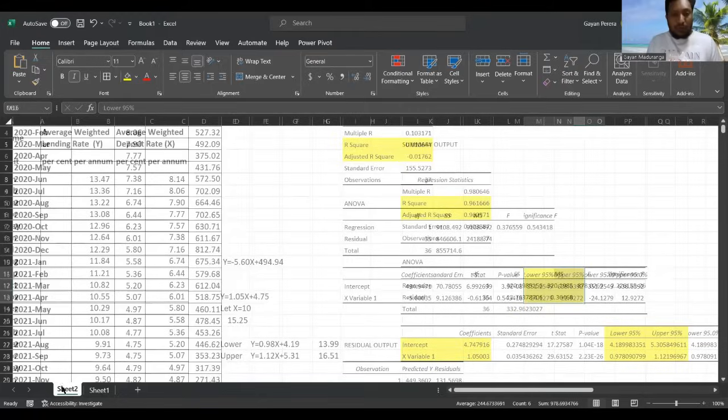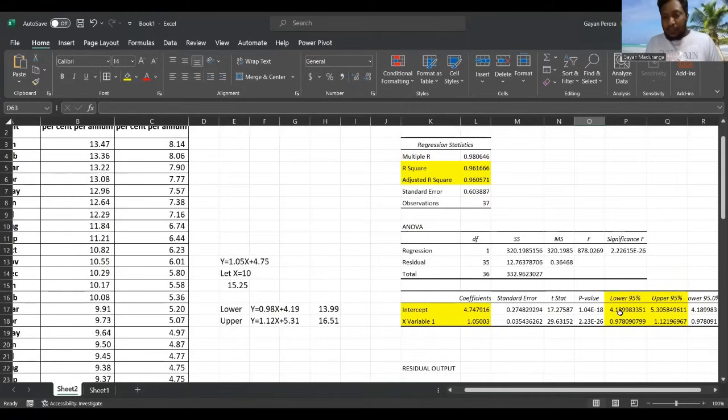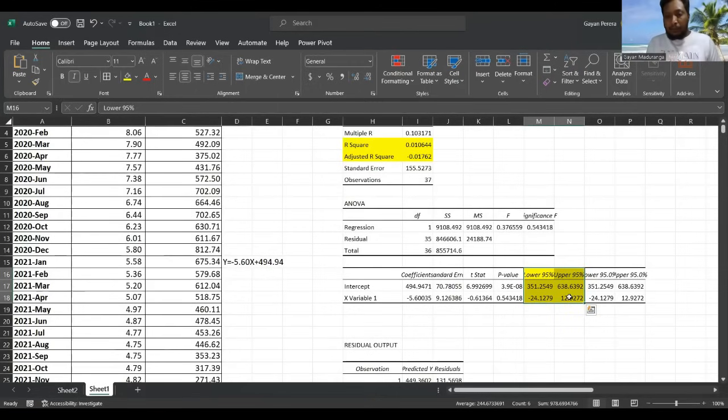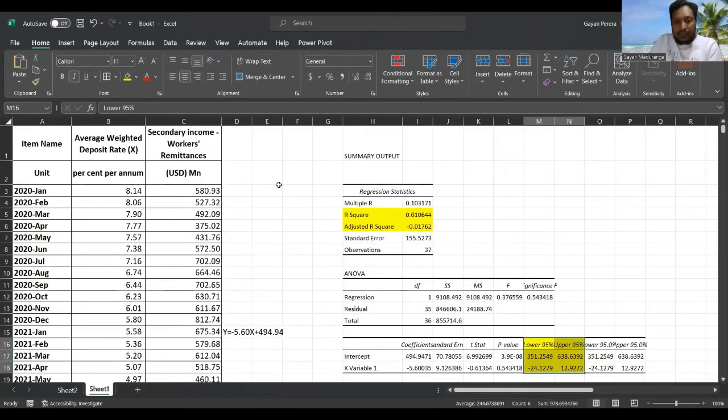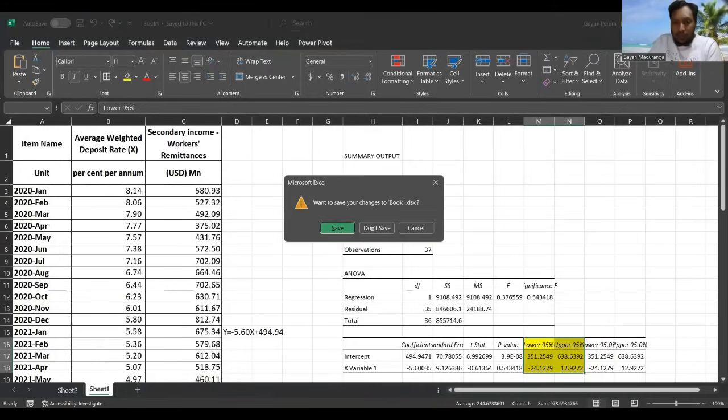So if you go to our previous example, see, the interval is not that wide. See, 4.19 to 5.3, it's small, right? So this interval is very, very wide. Why? Because it cannot predict a clear linear relationship. So I think you understand this, and I will upload this Excel sheet for your reference. Please go through it, and if you want more clarification, I will give it to you.